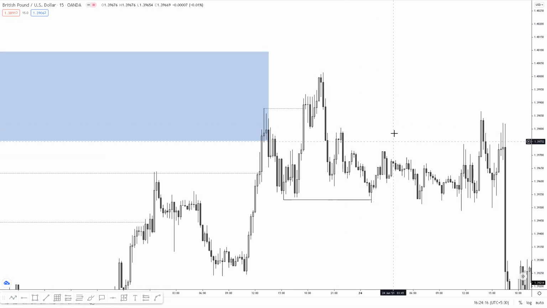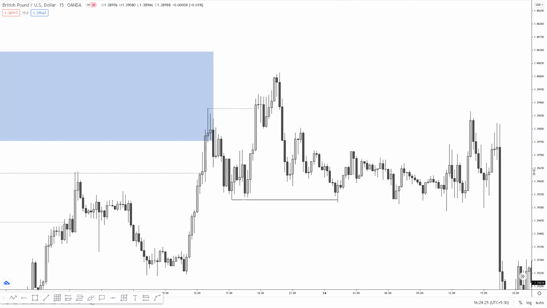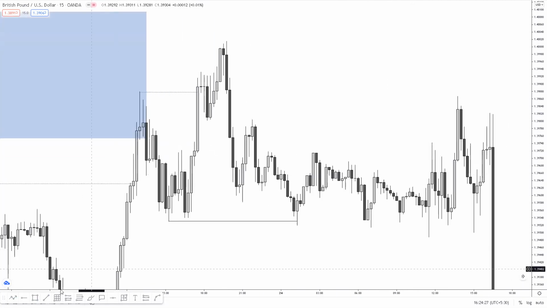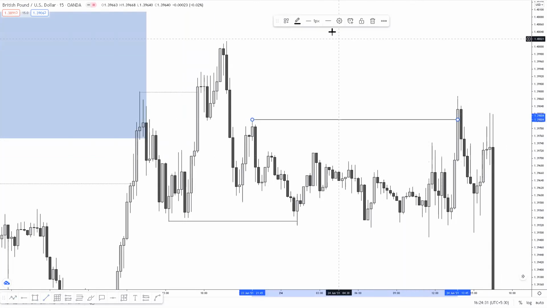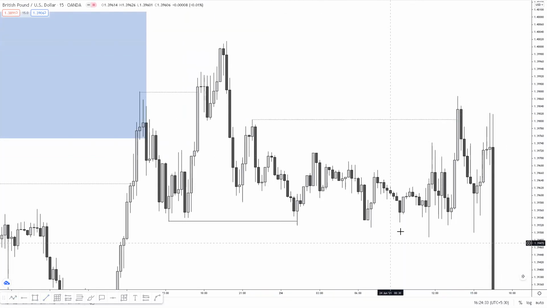Now, if they know that there are smart money traders who use these concepts, why would they make it that easy for them? Think of it like that. They have no reason to do that. So now we've identified the trap. So anything above this would be my POI. Anything above this would be my POI.